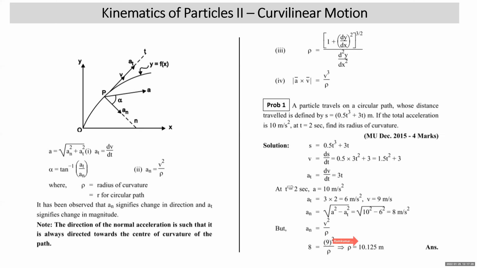So you can see that displacement was given in terms of time. We differentiate once, you get velocity. Differentiate one more time, you get at. Then at t is equal to 2 seconds, we got velocity and tangential acceleration. Total acceleration is given, so we first get normal acceleration, and the normal acceleration is equal to v square upon rho. That gets me the radius of curvature.